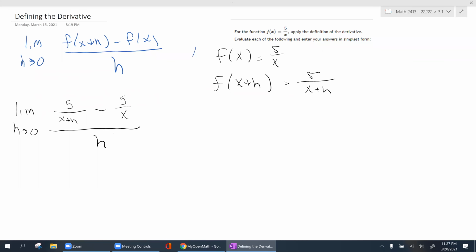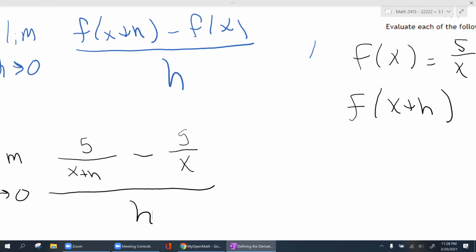Whenever you have these rational ones, try not to let it intimidate you. Just take it a step at a time. I'm not going to worry about the bottom h part. My numerator is always my focus, so I'm going to go ahead and focus on that numerator.